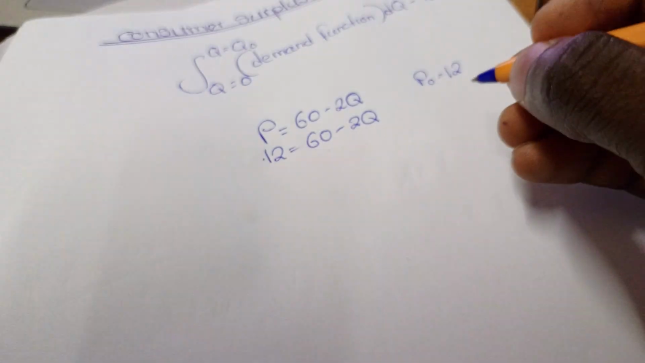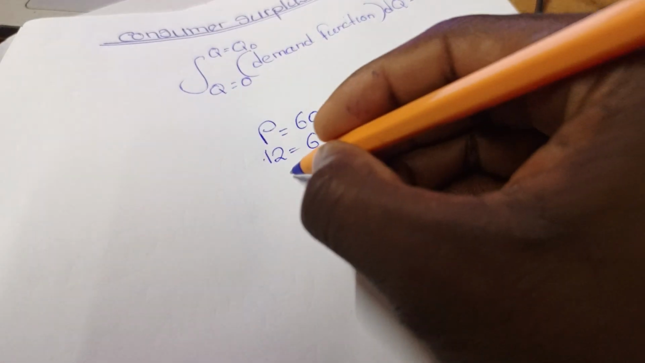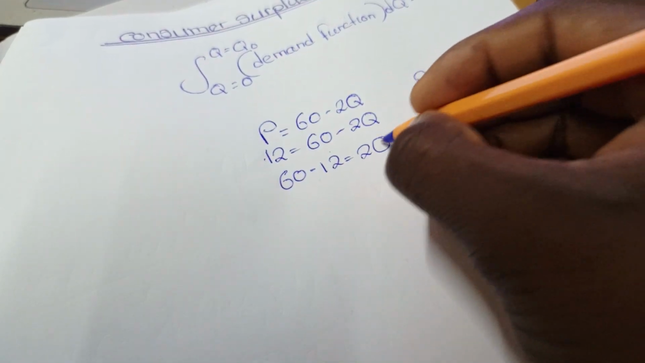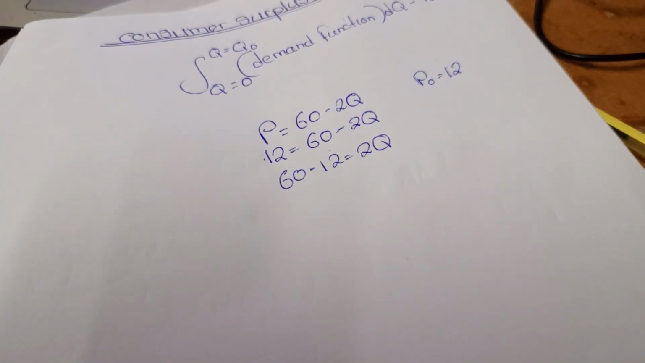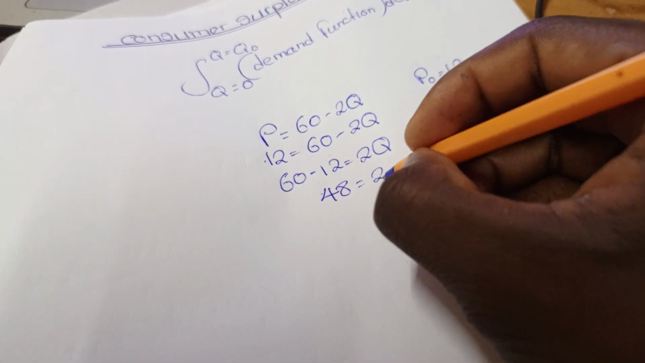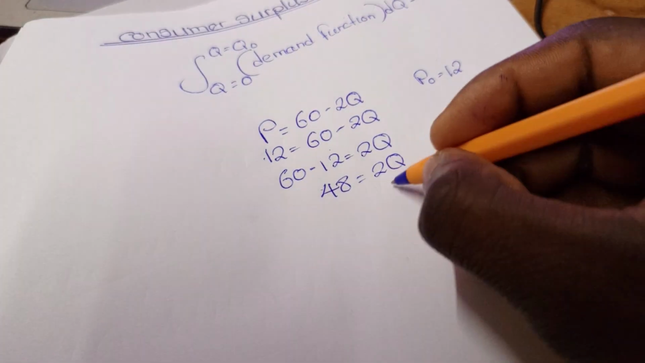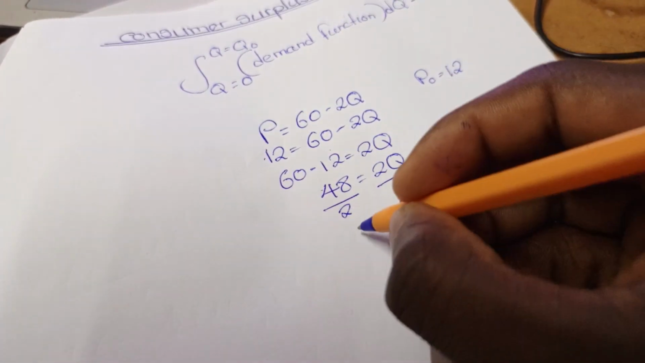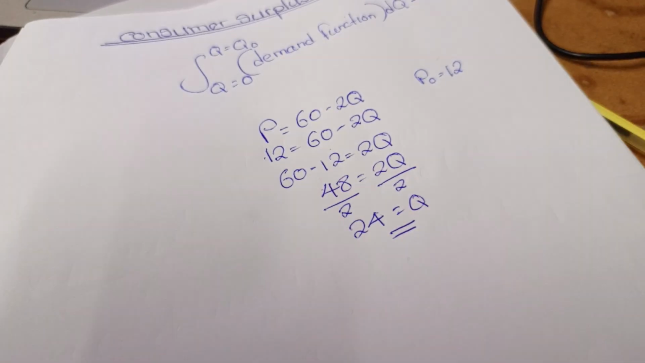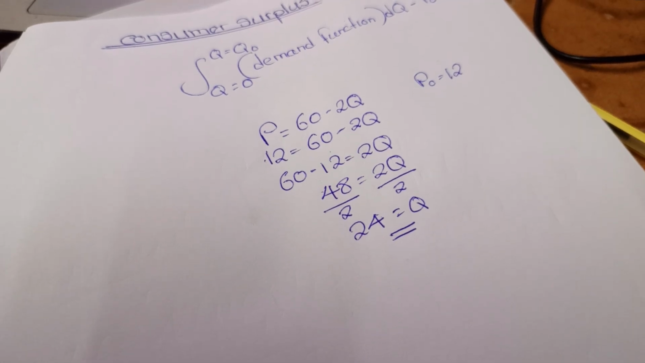From here, you group the like terms. So it will be 60 minus 12 is equal to 2Q. When you subtract 60 minus 12, you get 48 is equal to 2Q. We are finding the value of Q, so divide both sides by 2, where you get your answer to be 24. So this is the value of Q when P is equal to 12.